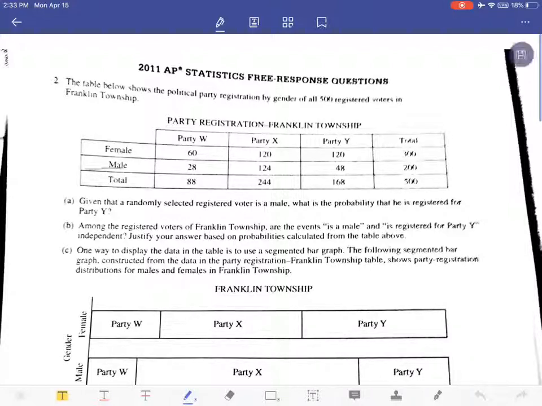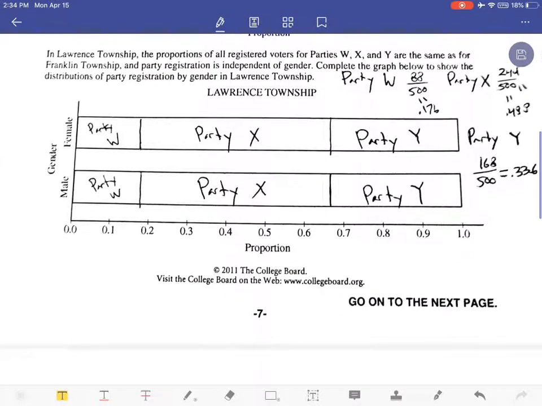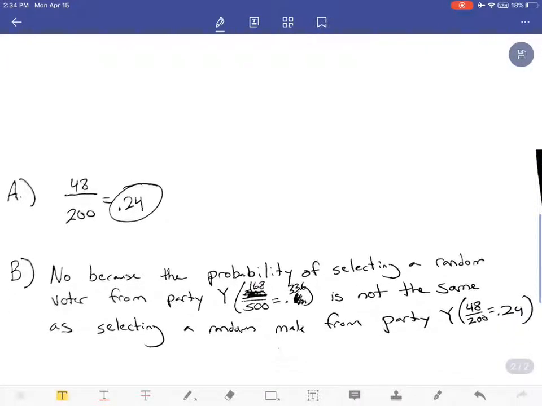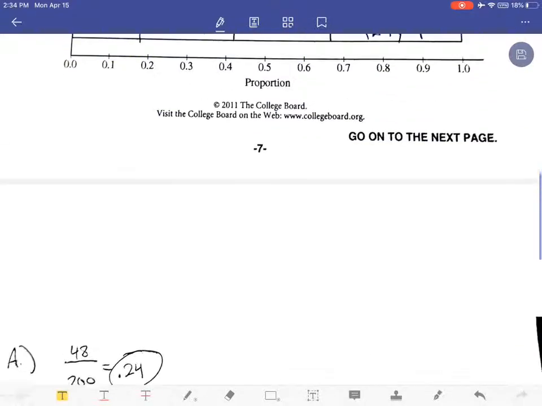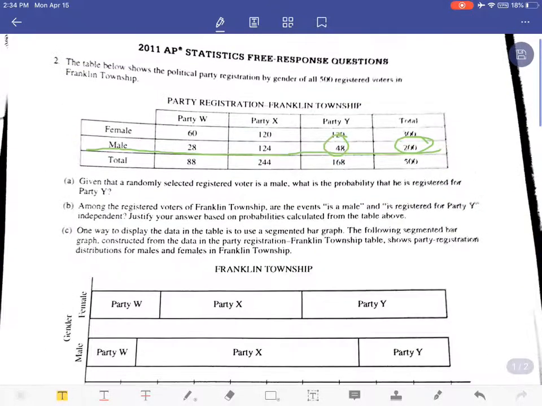So we're only looking at this row right here, and then our total is going to be the 200 that we get from that row. So 200 is going to be your denominator, and then what's the probability that he's registered for party Y? We have 48 people registered for party Y, so you can do 48 divided by 200. And if you see my work down here, since there wasn't really enough space, do 48 divided by 200, which gives you 0.24. That's part A.